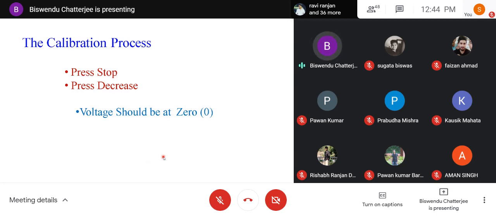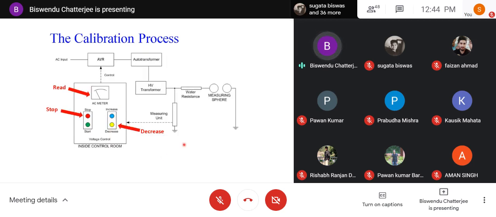Now press stop. Press decrease. The voltage should be at 0 in the control panel. This is the control panel. Okay, I will show you the video. First press stop. This is a compulsory procedure because you don't know what happened. You must make a habit. Some habits have to be made while doing a high voltage experiment. Because if you get a shock, there is no time to say any word. You will be straight away in heaven. So to prevent that, some compulsory practices are followed in the high voltage laboratory.